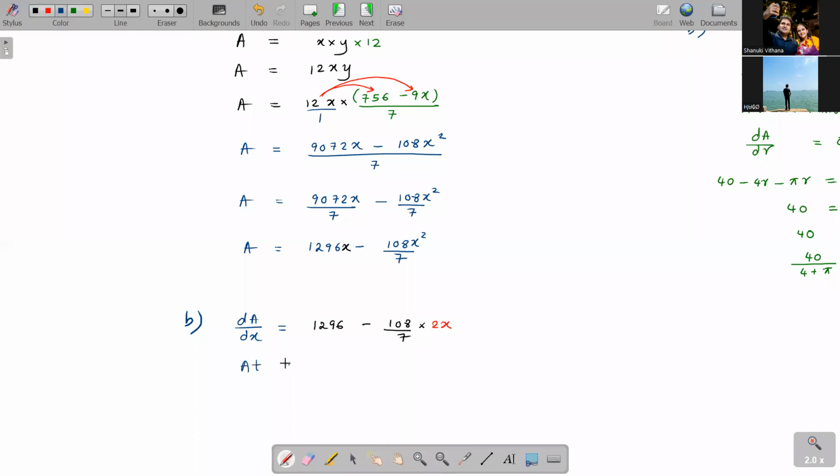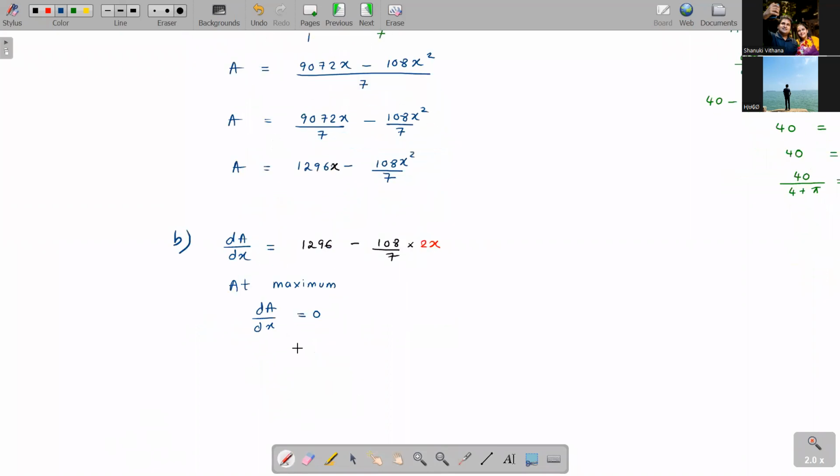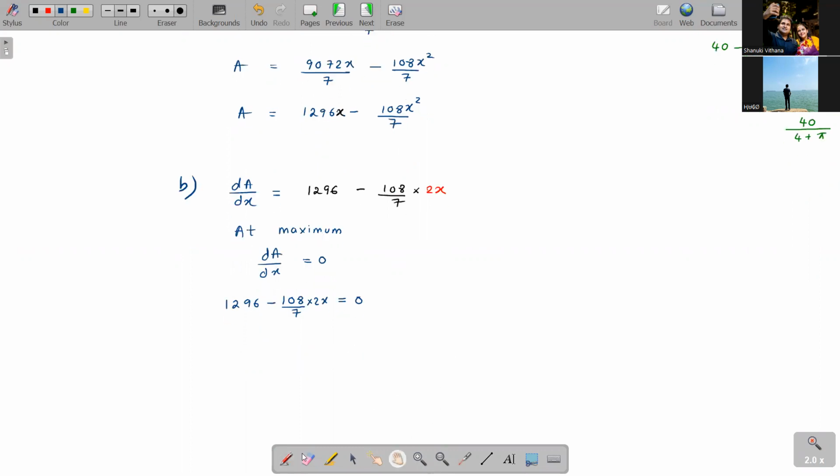So at the maximum point, your dA by dx is set to 0. So 1296 minus 108 over 7 times 2x equals 0. Do you agree with me? So what do we get here?